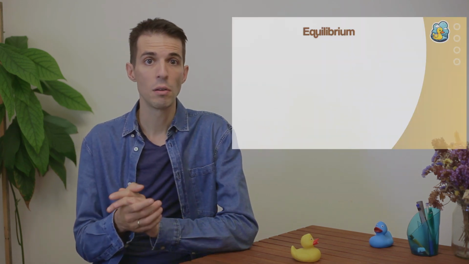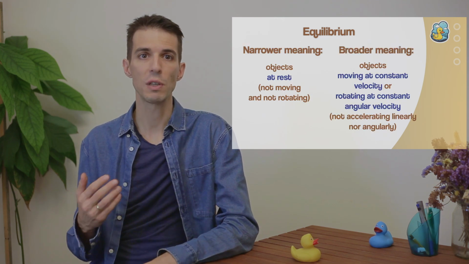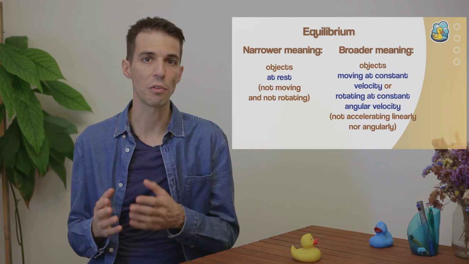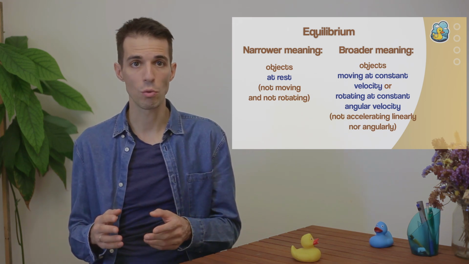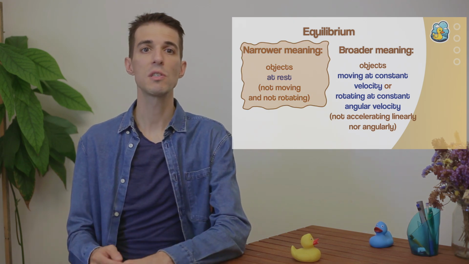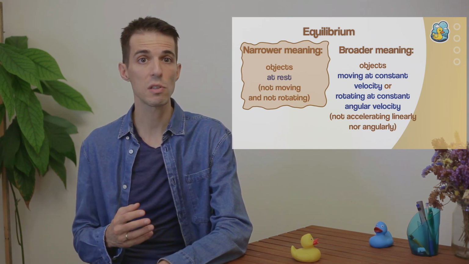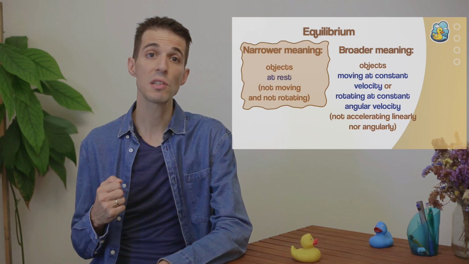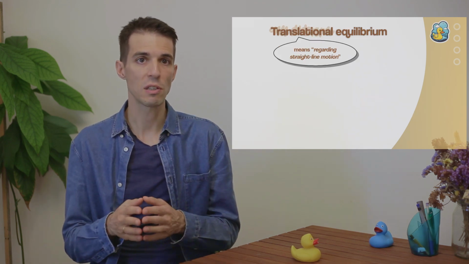Now, equilibrium can apply both to objects that are at rest or objects that are moving with a constant velocity or constant angular velocity. But for today, we are mostly going to talk about stationary objects, those not moving at all, since their description is much simpler and all the physics that is interesting to us can be shown on them. Let's start with translational equilibrium, not moving in a straight line.